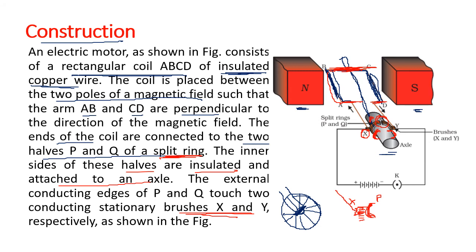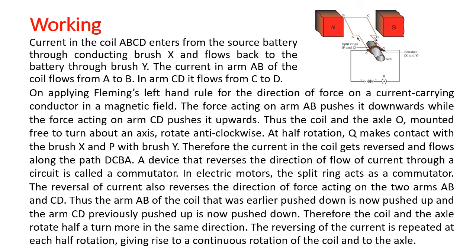So have you understood the construction? A rectangular coil ABCD is placed in a permanent magnet. The coil is attached to split rings P and Q with the help of the brushes X and Y. X and Y are brushes, P and Q are the split rings connected to the coil ABCD placed in the magnet. This is the construction. Now from the construction we move to the working. Now we'll see the working of the motor.